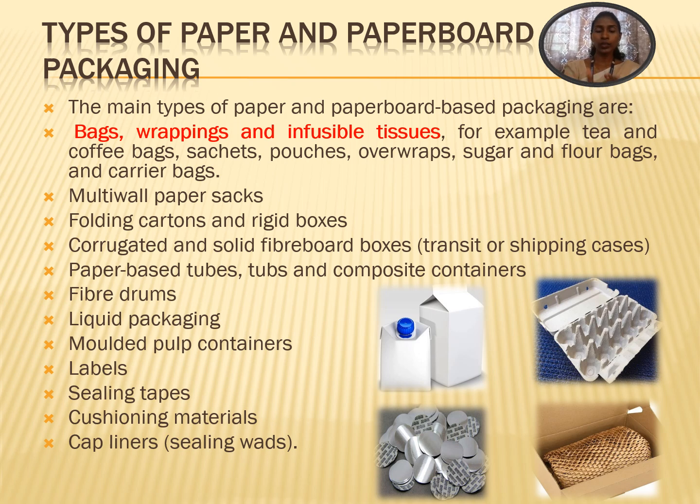sector. Here you could see in the slide multi-wall paper sacks, folding cartons, corrugated and solid fiber boards, paper-based tubs, tubes, and composite containers, fiber drums, liquid packaging, molded pulp containers, labels, sealing tapes, and cushioning materials, and cap liners, or we can say sealing wads. So for all these types, I have examples that we could see in the upcoming slides.